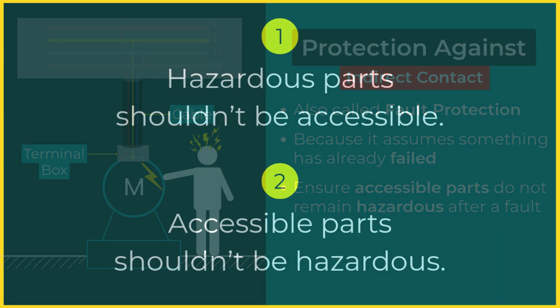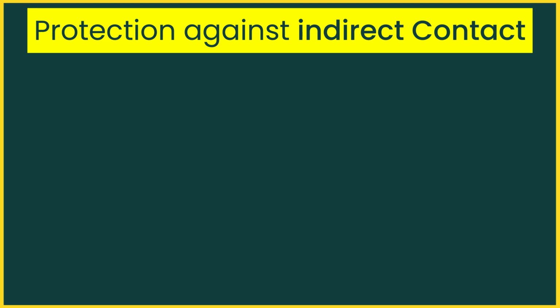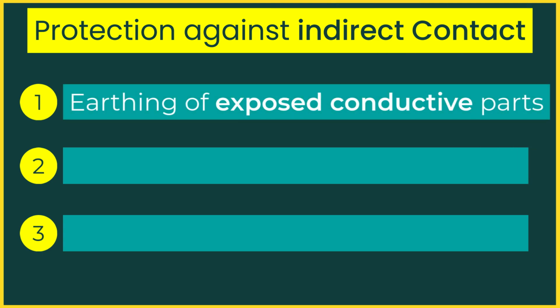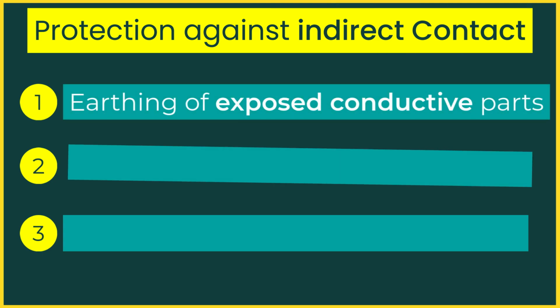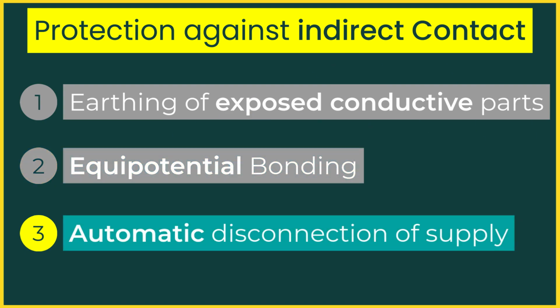At this point, the first rule is no longer enough. Now, the focus shifts to the second rule. Accessible parts should not be hazardous. In low-voltage systems, protection against indirect contact is achieved through three coordinated measures: earthing of exposed conductive parts, equipotential bonding, and automatic disconnection of supply.